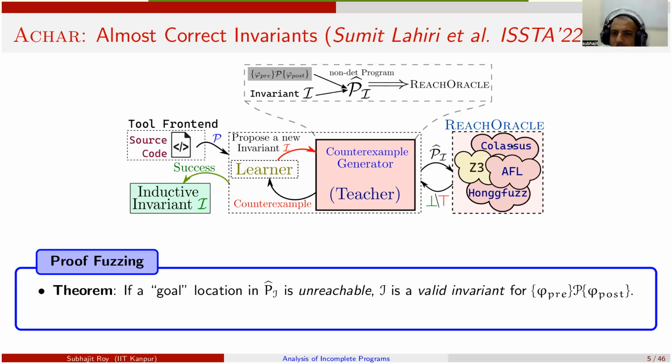However, we do something else. We found that there are certain parts of the program where we can still use an SMT solver, which is faster and more efficient. But wherever we cannot use an SMT solver, we use fuzzing. So we call it proof fuzzing because it is not really fuzzing the original program, but fuzzing the proof of correctness of that program.